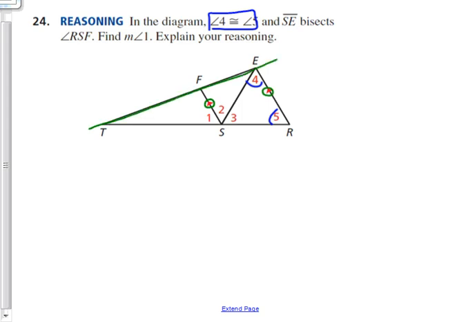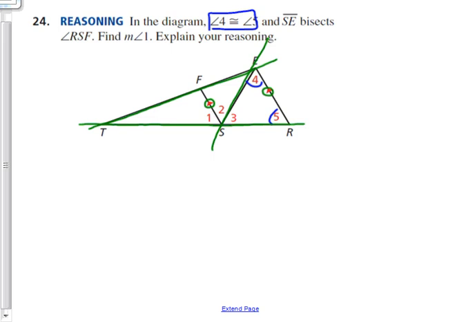So here's one, and here's one right here. So I have a lot of different things to be true because I know that. So because I know that angles 4 and 5 are the same, I can just move on. Let's see. Well, let's start with angle 2.